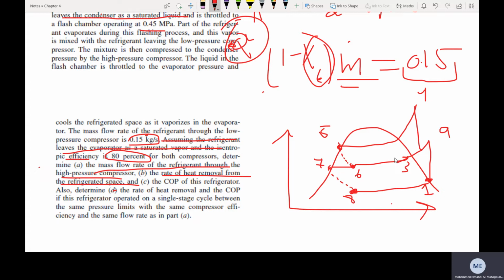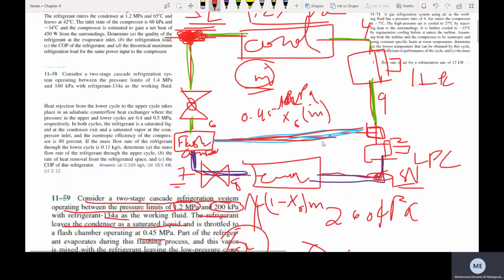Where is point 3 exactly? I didn't mention point 3 at all. So I guess 3 is here. But what happens is that we are mixing 9 and 6 and we're getting 3. Or we're mixing 1 to 2. Where's point 2? Okay, sorry for that.